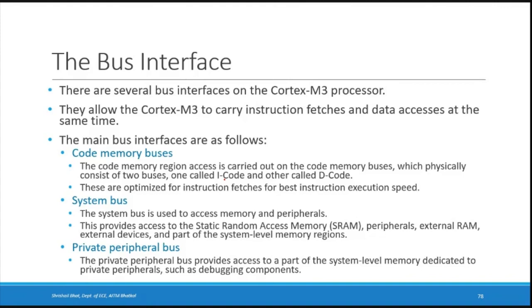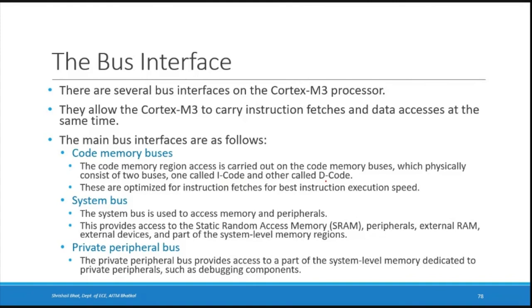That means some data has to be carried, or the instructions require some data. Suppose there is an instruction move R0, 5; the contents of R0 have to be fetched, right? So that is the data required by the instruction, and it is transferred using the D code bus. So there are I code and D code for fetching instructions and the data required by the code. These are optimized for instruction fetches for best instruction execution speed, right?